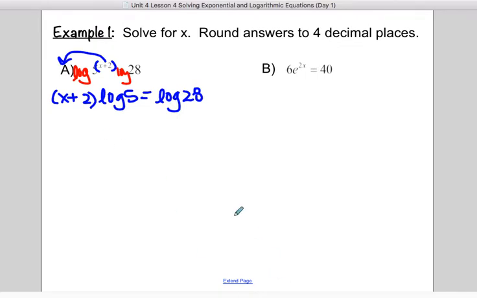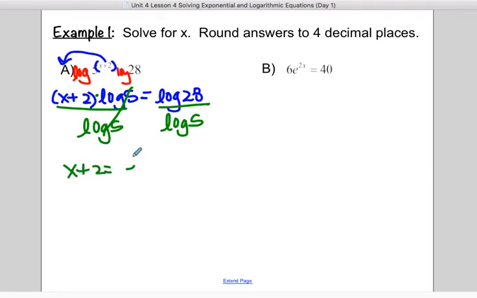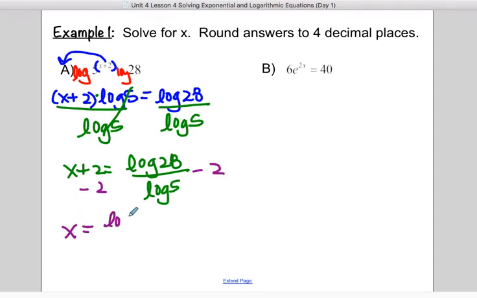I'm trying to solve for x. So right now it's multiplication. So I'm going to divide both sides by log of 5 to get that to the other side. So now I have x plus 2 equals log of 28 all over log of 5. Then our goal is to get x by itself, so it's x plus 2. In order to move that 2, I would subtract 2 from both sides. So x is equal to log of 28 divided by log of 5 minus 2.